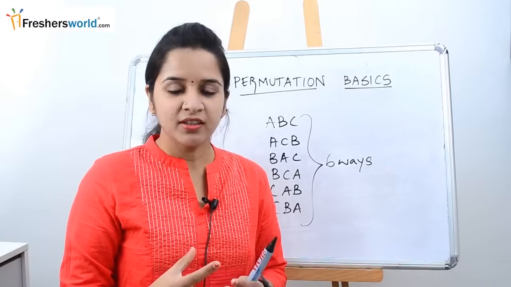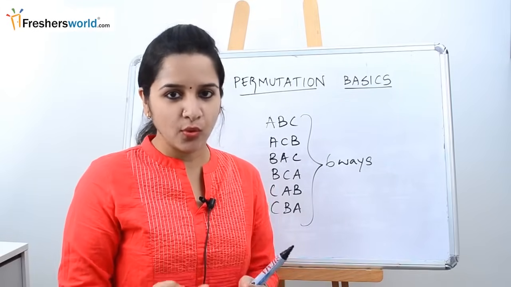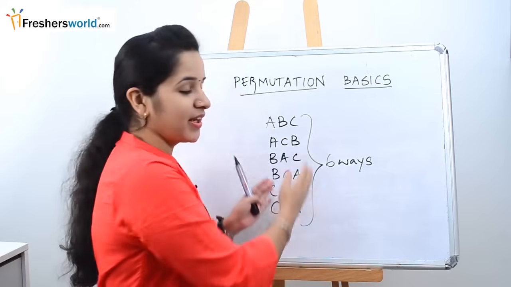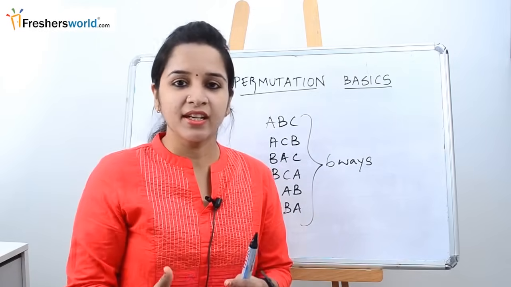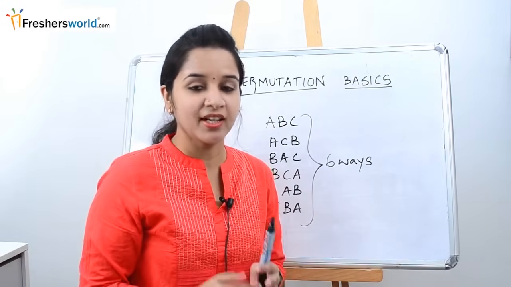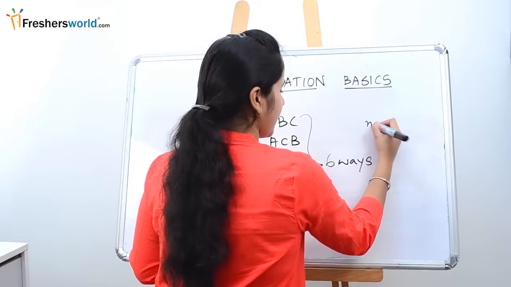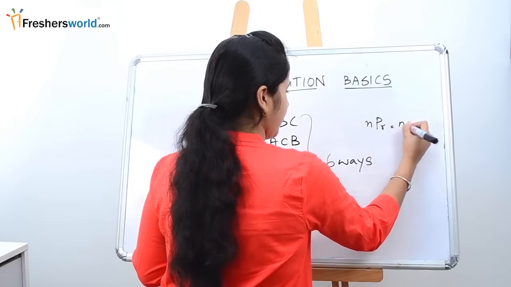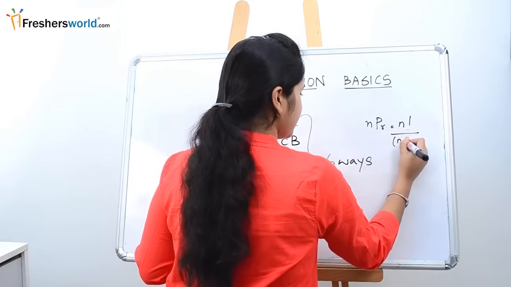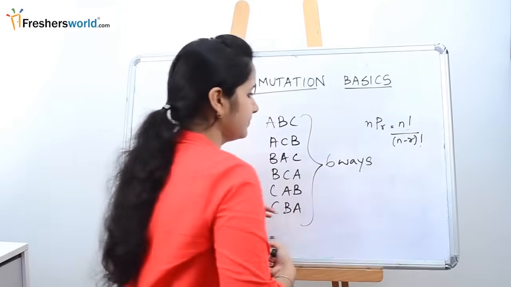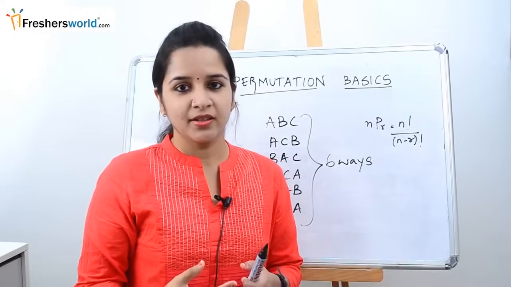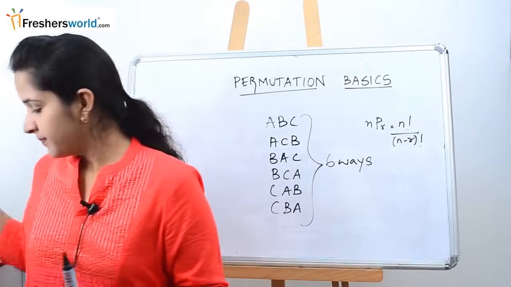If it's a 3-letter word or a 2-letter word, or even a 4-letter word, it is very easy to arrange it in this way. But if it's a 10-letter word, then it will be very difficult, right? That's why we have the formula for permutation, which is nPr equals n factorial divided by (n minus r) factorial. Let's understand it better with a couple of examples.